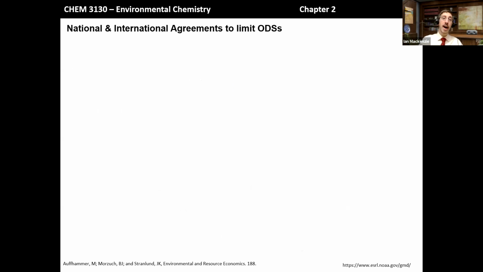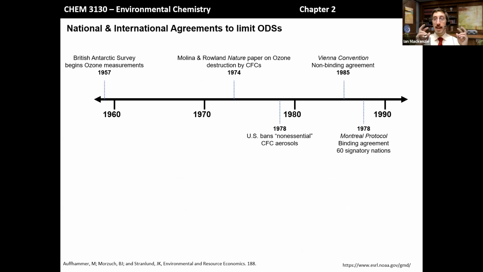So I have a short timeline here to give you a quick snapshot of what was going on during this time. Certainly, there are other things that are not on this timeline, but I've just highlighted a few. So 1957, that was the beginning of the British Antarctic Survey's measurement of overhead ozone concentration. And there were certainly things occurring during the 1960s in regards to atmospheric regulation.